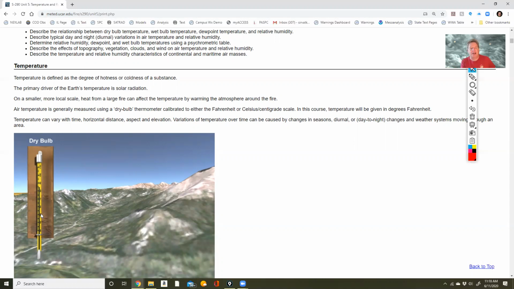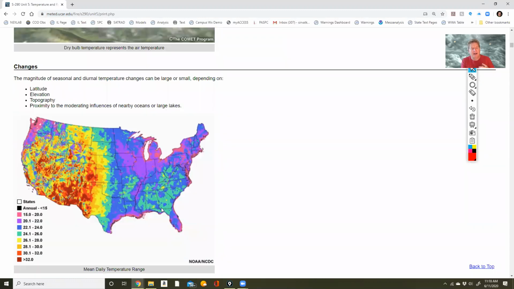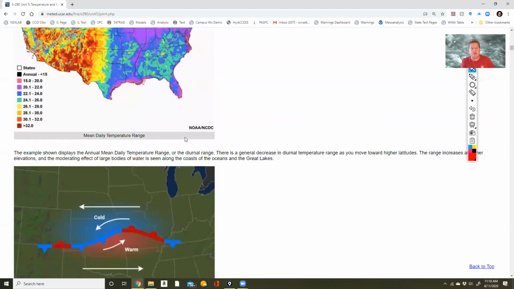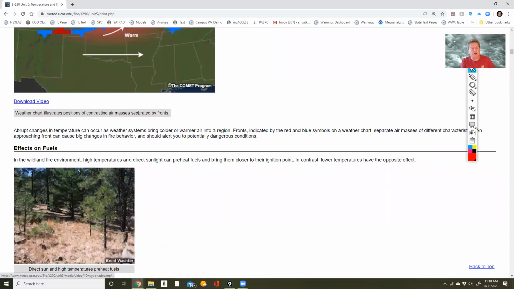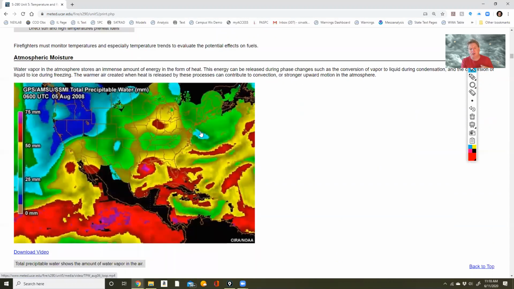They talk about a dry bulb. They're just pretty much saying it's a thermometer that measures temperature. Okay? We've used the word diurnal before, so make sure that you know that. We're going to be talking about fronts, etc., effects on fuels, and then we talk about atmospheric moisture.